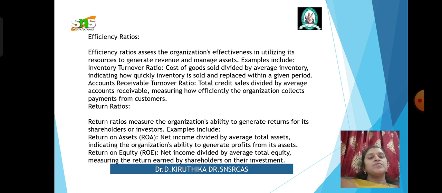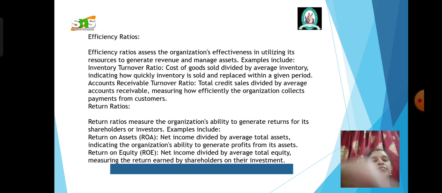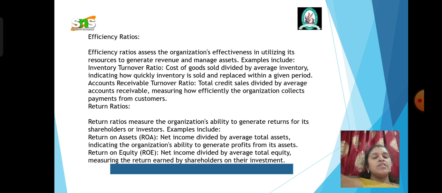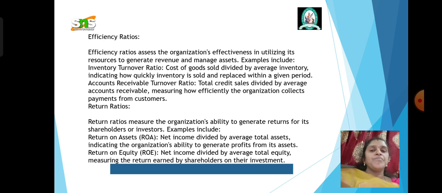And then the next one is the return ratio, which measures the return generated for shareholders and investors, and its ability to pay them. One is return on assets, another one is return on equity, in short ROA and ROE. Net income divided by average total assets, and in the same way net income divided by average total equity, will give your ROA and ROE.